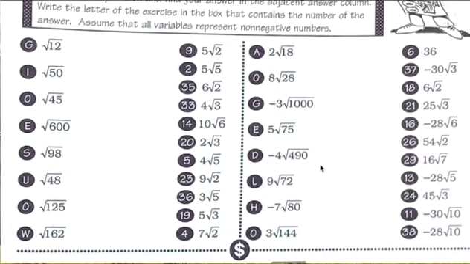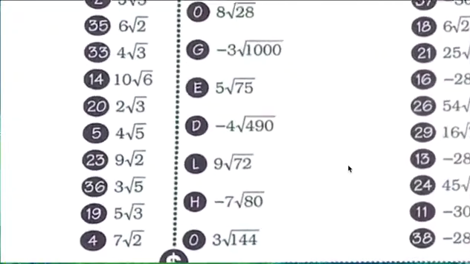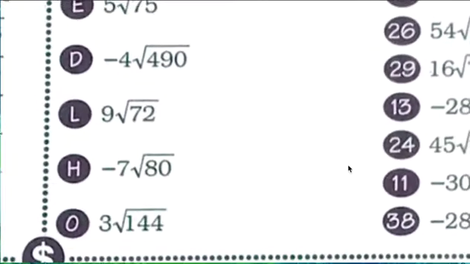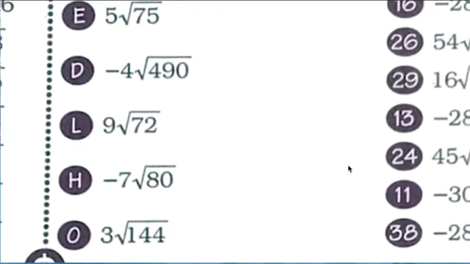Okay, I think we started this yesterday, right? And I deleted everything. So just to refresh your memory on how to do this, let's say 9 times the square root of 72. And 72 is 9 times 8.